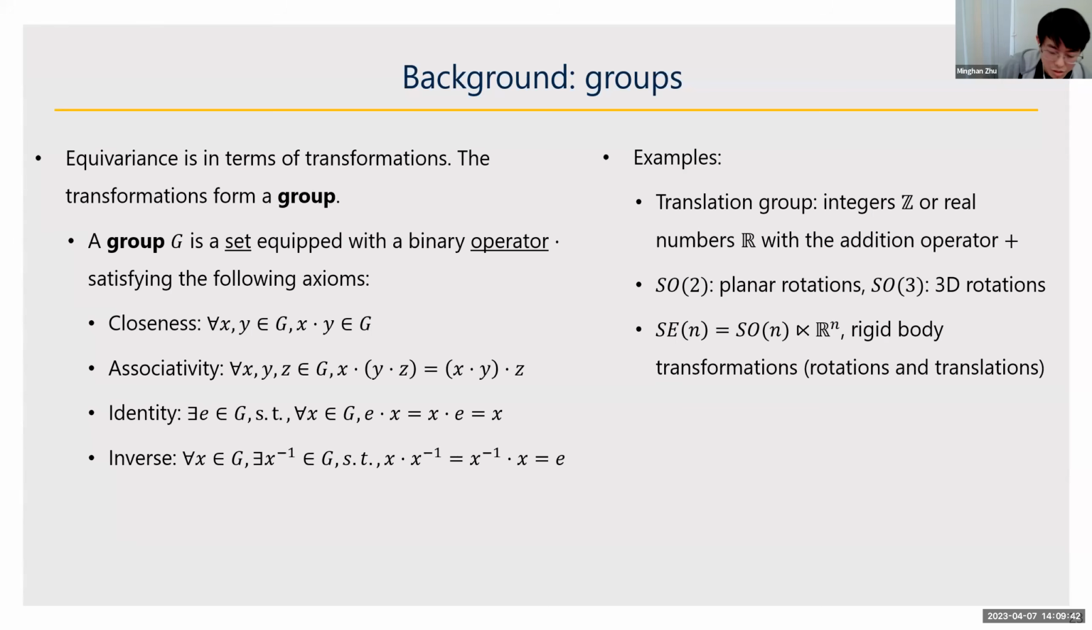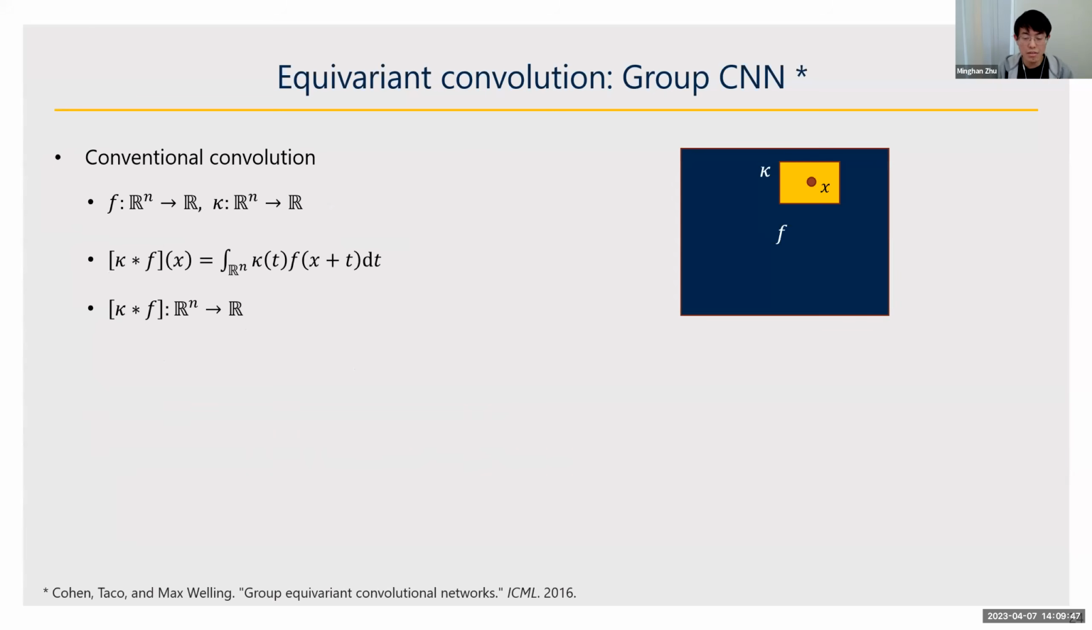The reason that we want to introduce the concept of groups is that they allow us to generalize the idea of convolutional neural networks to equivariant versions. So a conventional convolution is basically given two functions. One is f, the input feature map, and the other is k, the kernel or the filter. They are all functions from a Euclidean R^n space mapping to some number. And the convolution between the function and the filter is just to take an integral over the R^n space with a translation on the function.